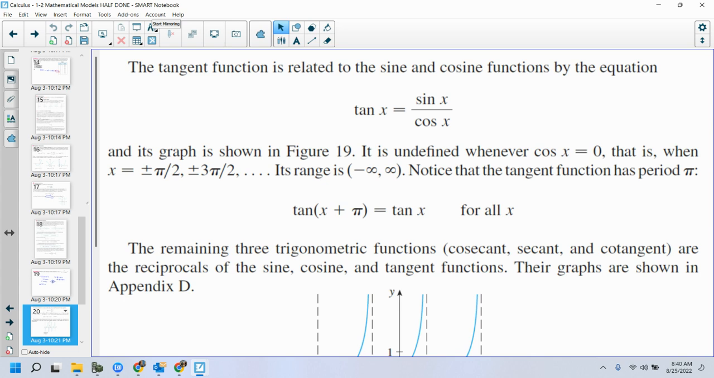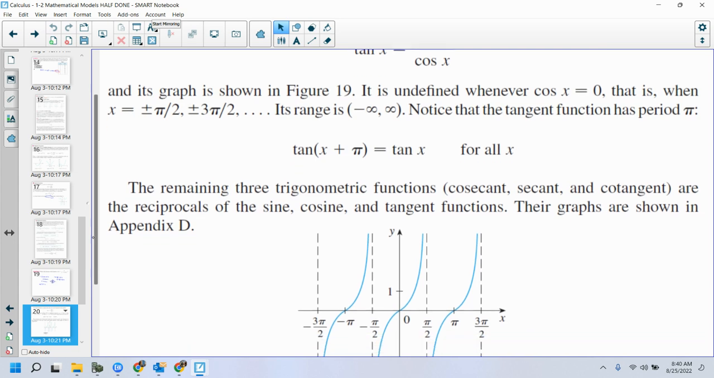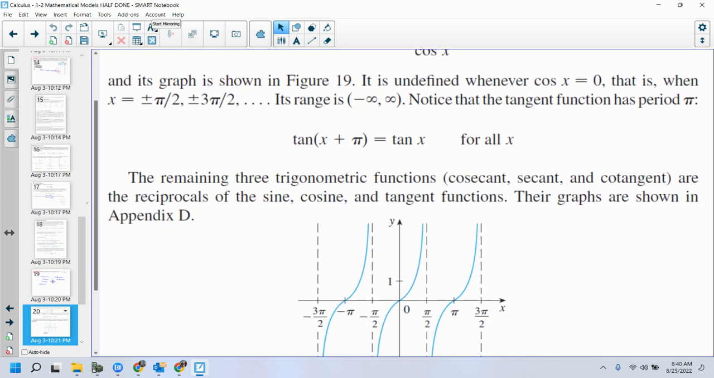Notice that the tangent function has a period of pi. That means every pi it's going to start back over again. So that means instead of rotations of 2 pi, it's actually rotations of pi that will start back over on itself for all values of x.